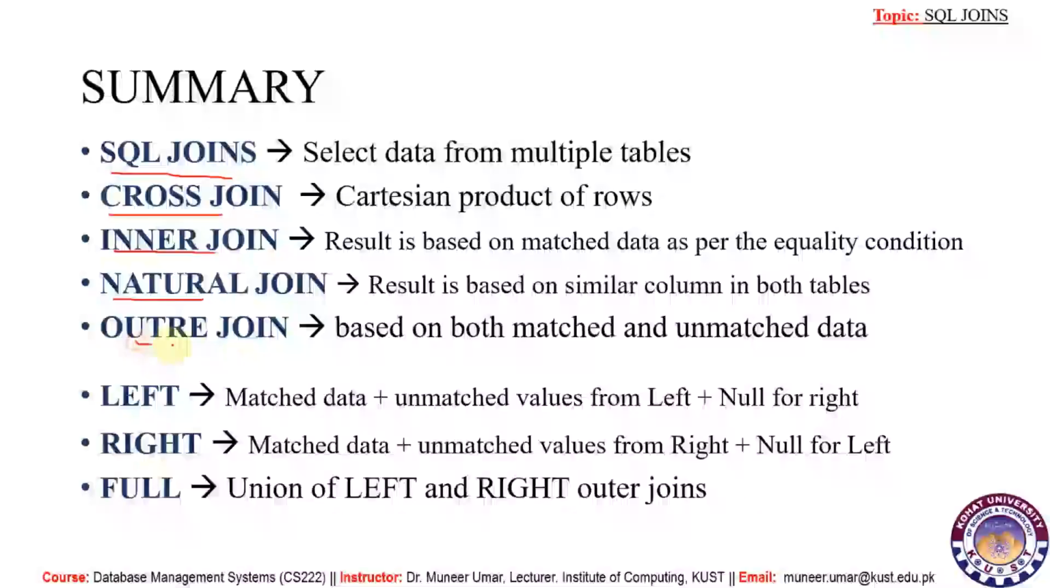Then outer join will give us the matched and unmatched data. We have three types of outer join: left outer join, right outer join, and full outer join. In left outer join we will get the matched and unmatched data for the left table, and for the right table we will get null, and in right outer join we will get matched plus unmatched data from the right table, and from the left table we will have null. Full outer join is the union of left outer join and right outer join. So far this was about joins.